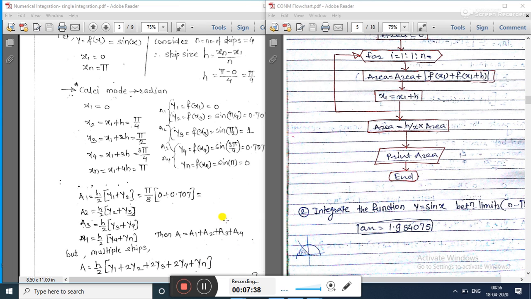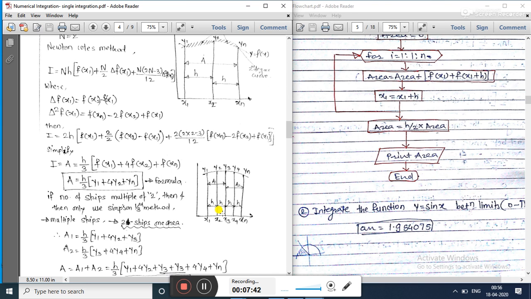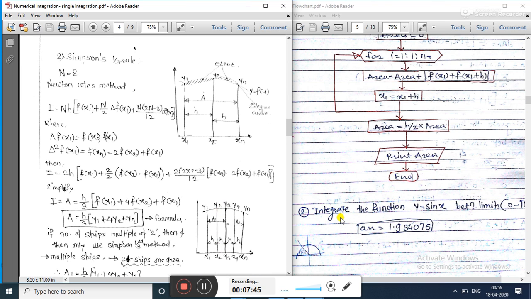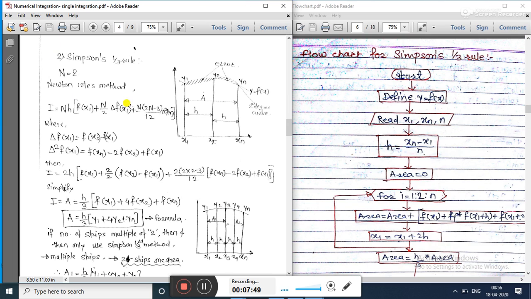Similarly, we will go for the next method, that is Simpson's 1/3 rule. So in Simpson's 1/3 rule, basically I will explain from the graph, 2 strips 1 area. 2 strips 1 area. If there are 4 strips, means 5 points are there, but how many areas are there? Only 2. This first 2 strips 1 area, next 2 strips second area.